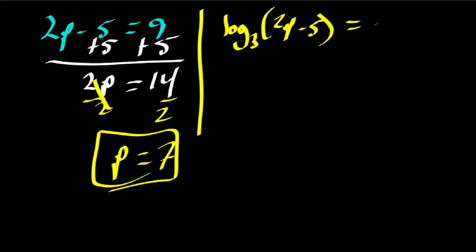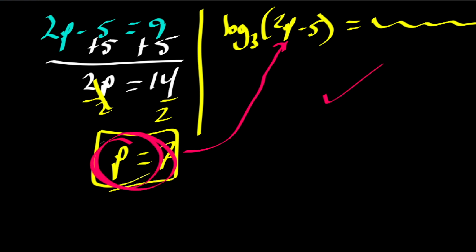On the right side, there was no p-value anyway, so that part's good. All right, so all we need to do is plug this into the left. If I do 2 times 7, that's 14 minus 5. That gives us a positive, so we're good to go. This is an actual solution. Once again, logarithms cannot be negative.